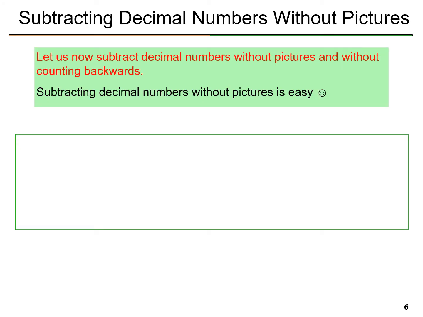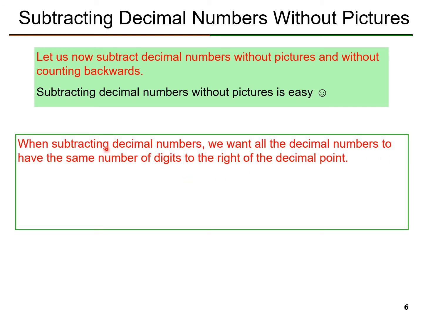Now let's do decimal subtraction without pictures. The last example was basically just proving to you that subtraction is just a quick way of counting backwards. Let us now subtract decimal numbers without pictures and without counting backwards. Subtracting decimal numbers without pictures is easy.